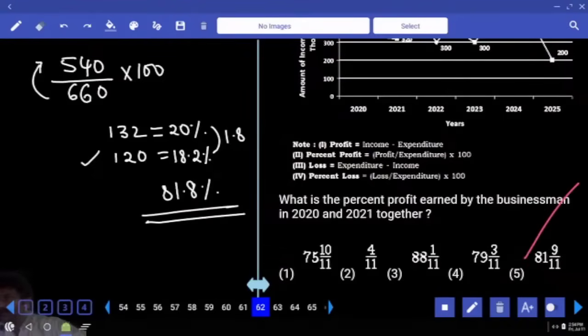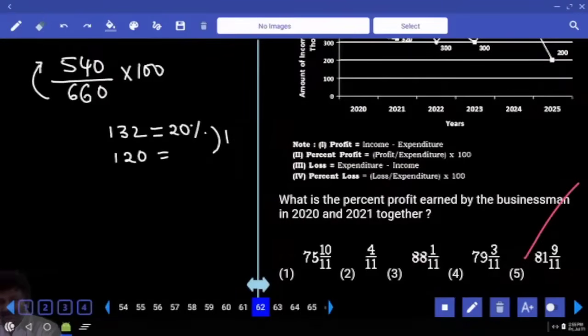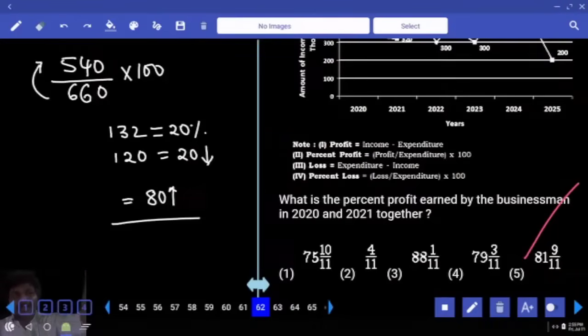Fifth option. Clear? You actually need not write this much simplification. When you know that 132 is equal to 20%, and we need 120, which is a little bit less than this number, we have to subtract less than 20%. If you subtract less than 20%, the answer will be a little bit more than 80%. That is enough to answer the question. Go to options, identify the one which is close to 80 and more than 80. There is only one.